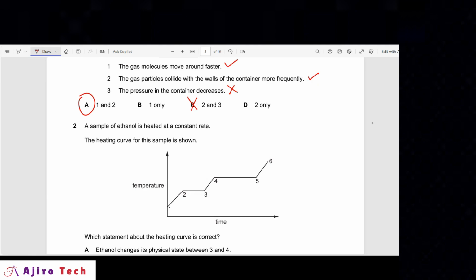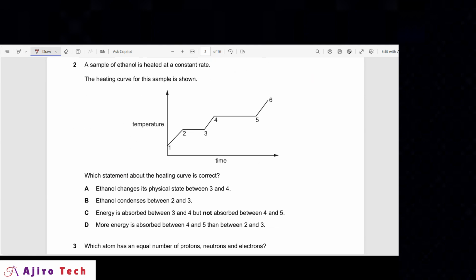Right. So for the next one, question 2, we have a heating curve showing how a sample of ethanol basically undergoes the heating process. All right. So just by looking at this, you'd see that we have a heating curve where we have to label. So the first step is to label the heating curve.